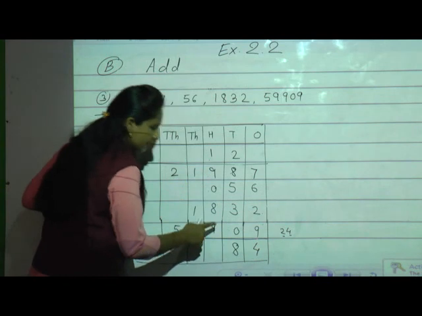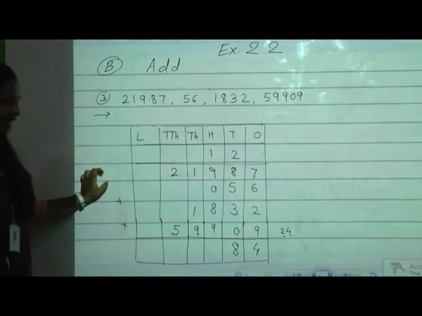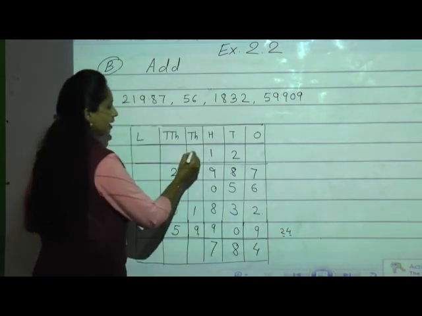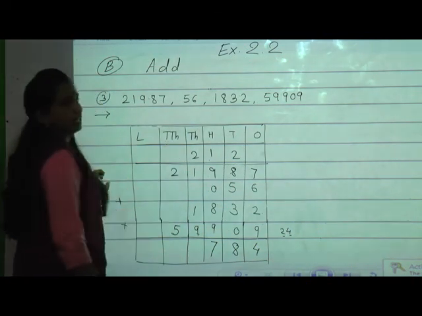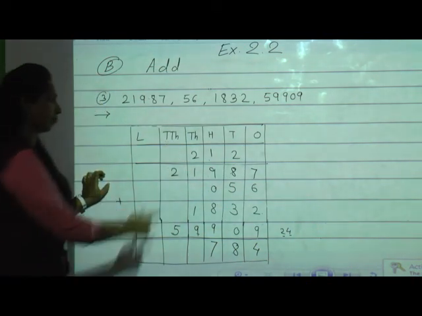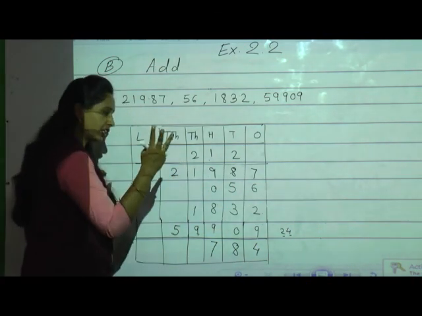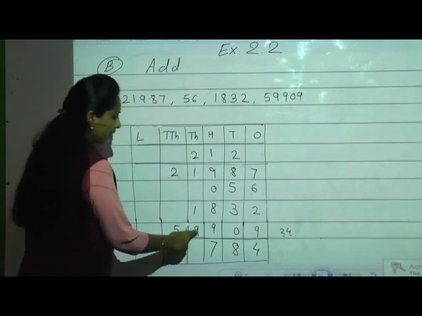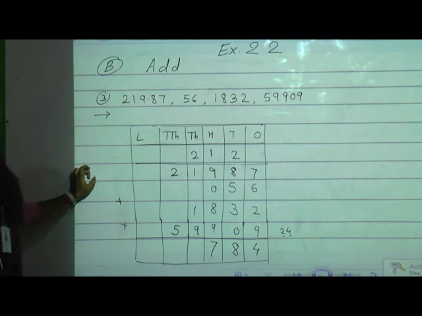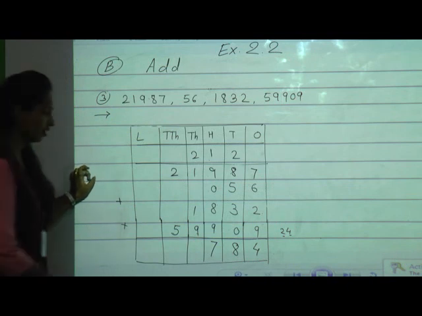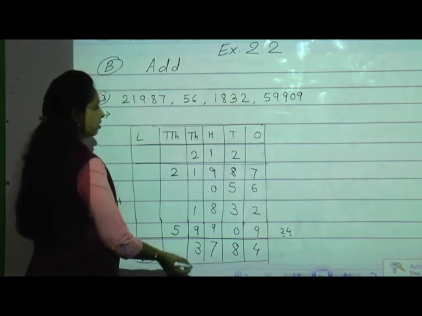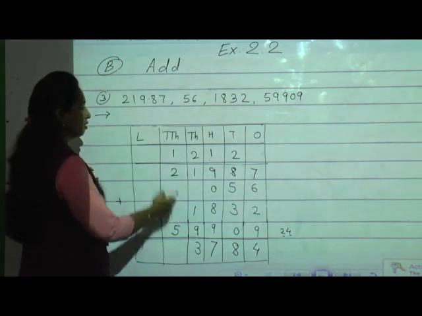Now 18 plus 9. Yes. 18 plus 9 is 27. So we will write 7 on the hundreds place. 2 we will carry to the thousands place. Now 2 plus 1 is 3. 3 plus 1 is 4. Now 4 plus 9. Yes students, think everyone. 4 plus 9 is 13. 3 we will write on the thousands place. 1 we will carry to the 10,000s place.